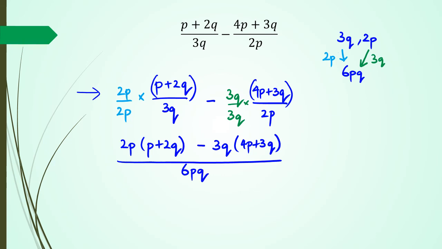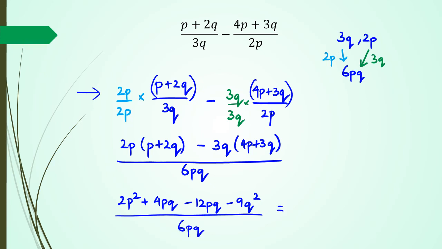Now I need to expand the numerator. When I expand the numerator, what I'm going to get is 2p squared plus 4pq minus 12pq minus 9q squared, and the whole thing is over 6pq. And of course this can be simplified as 2p squared minus 8pq minus 9q squared, and the whole thing divided by 6pq. And basically that's our final answer there, folks.